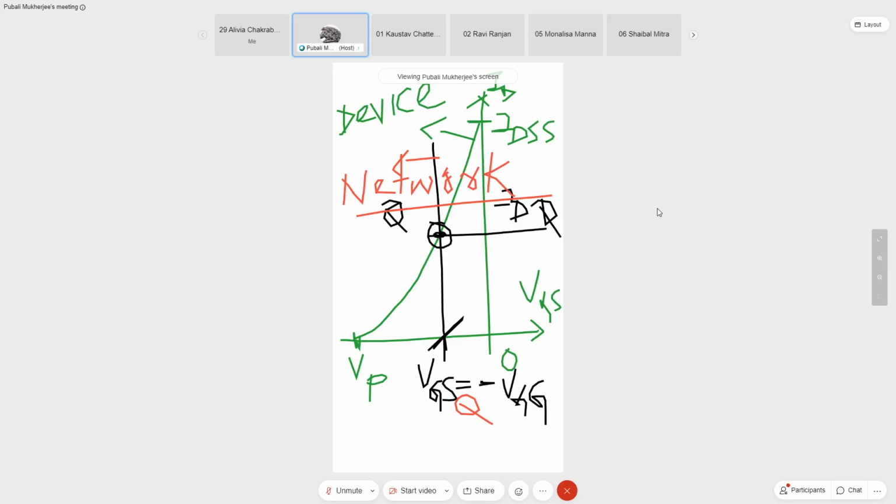I hope you understand, students, why we cannot use the load line here, and therefore we do not call this the load line, we call it the network line. Load line will be used for the output resistor. And this is the network line. Clear, students? Clear?